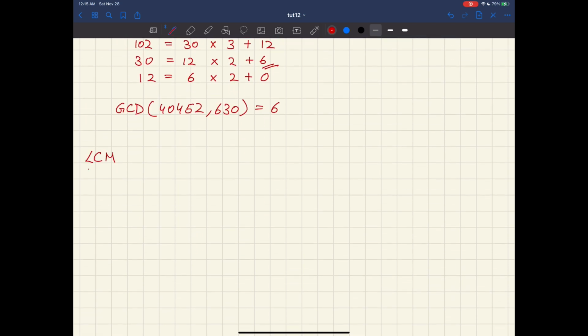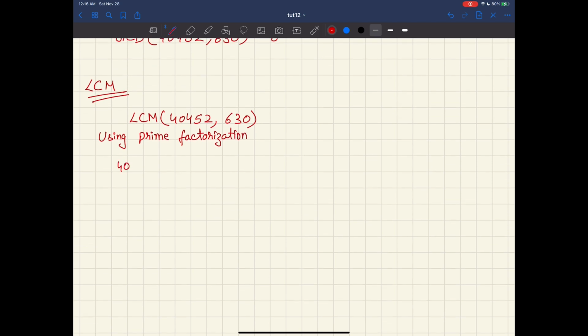Now to find the LCM, we have two methods. One is what we learned in high school, straightforward, just use prime factorization. So write each number as a combination of prime numbers and find out which numbers are common, write them only once, and write the rest of the numbers as they are, and that would give you the LCM.